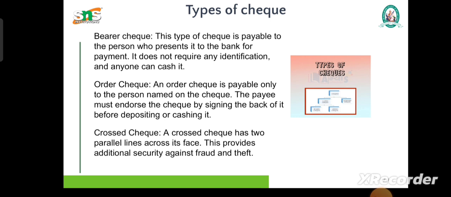Next one is crossed check. The crossed check has two parallel lines across its face. This provides additional security against fraud and theft.